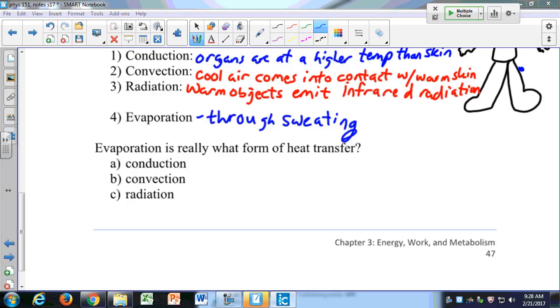As I said, convection helps to hasten that process because it just speeds up the evaporation, but it's really the contact that's required between the fluid on your body, sweat, and your body itself that causes that heat transfer.